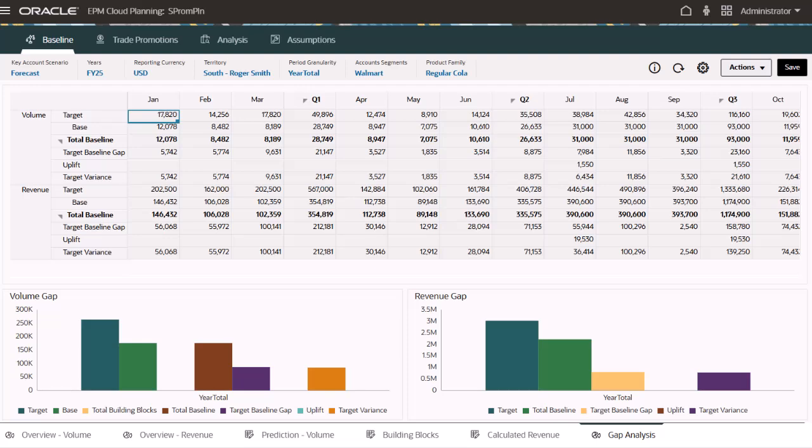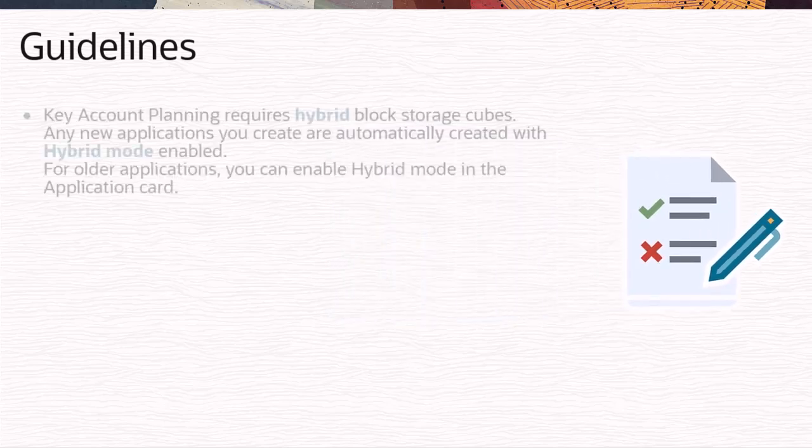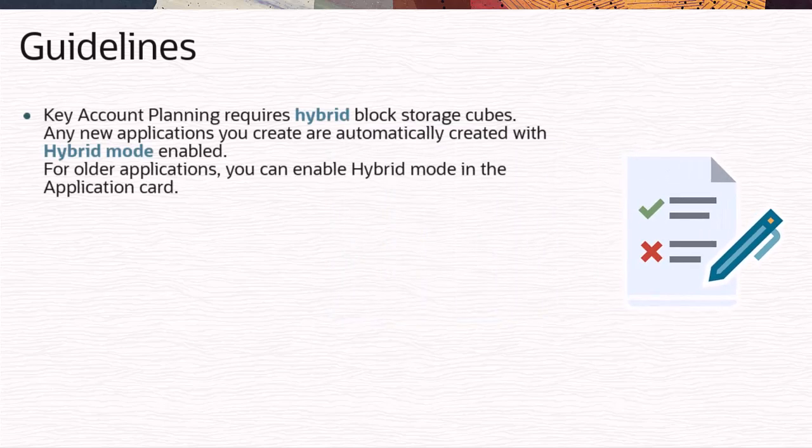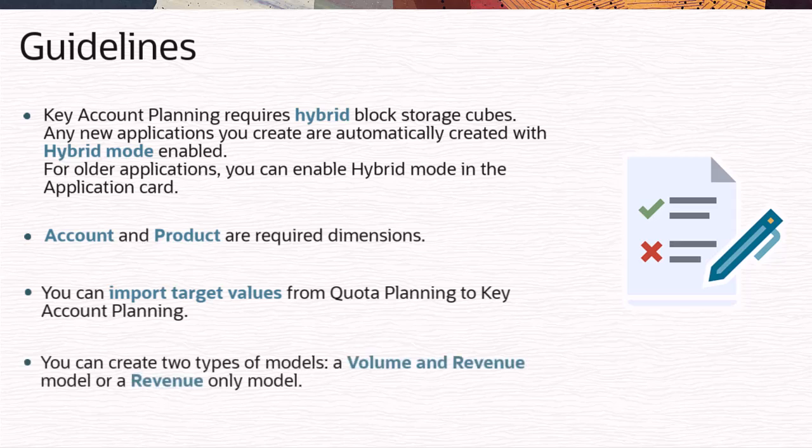and so on. Here are a few guidelines and considerations for key account planning. Key account planning requires hybrid block storage cubes. Account and product are required dimensions. You can import target values from quota planning to key account planning. You can create two types of models, a volume and revenue model or a revenue only model.